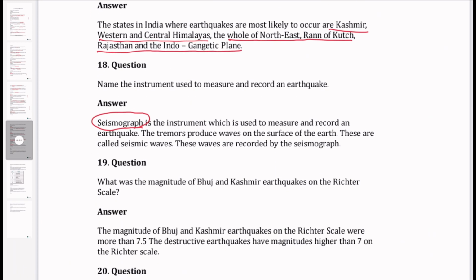What was the magnitude of the Bhuj and Kashmir earthquakes on the Richter scale? On the Richter scale, an earthquake is destructive when the magnitude is higher than 7. When the earthquakes happened in Bhuj and Kashmir, it was above 7.5. So more than 7, we call it a destructive earthquake.